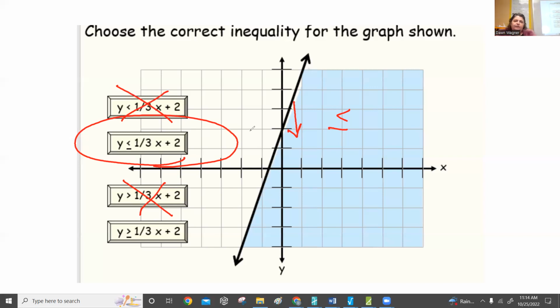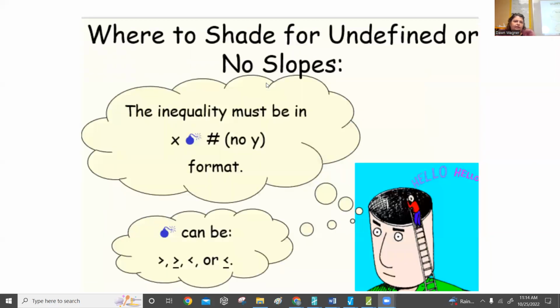Okay, so we good with that? So now I'm going to look here. Where are we going to shade for undefined or no slopes? So these are when you have vertical lines and horizontal lines, because there really isn't an up or down. You have a left and right, or, well, for the horizontal, you have an up and down.